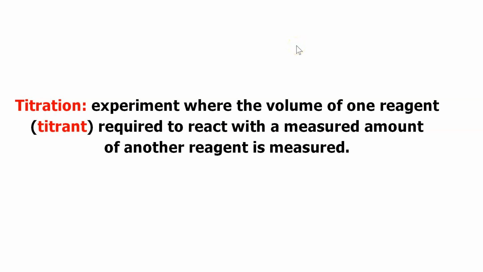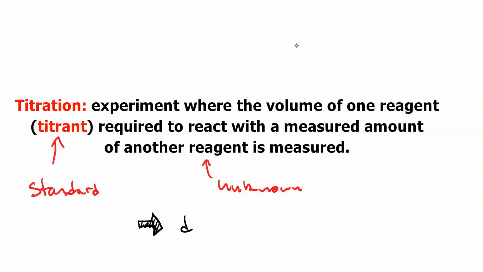Titration is an experiment where the volume of one reagent, the titrant, or the standard, is measured, and it is reacted with a measured amount of another reagent. The other reagent is our unknown. And the whole point is to determine the unknown concentration.